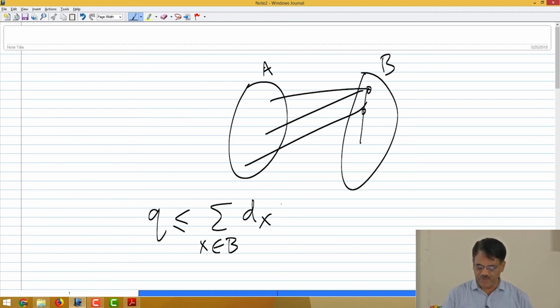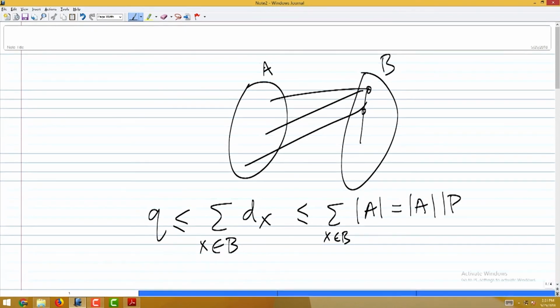But we already have an upper bound of degree of any vertex. We know that it's at most the size of A because every neighborhood is independent and A is the maximum size independent set. So this is less than or equal to summation cardinality of A, x in B. So this is equal to cardinality of A times cardinality of B. So the number of edges is less than or equal to cardinality of A times cardinality of B.